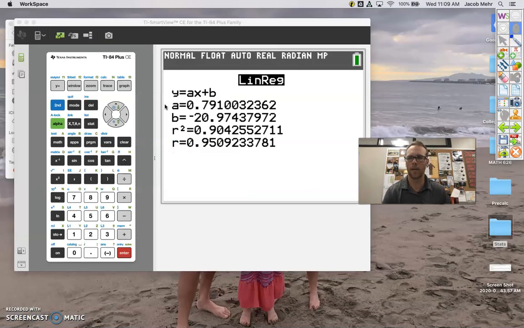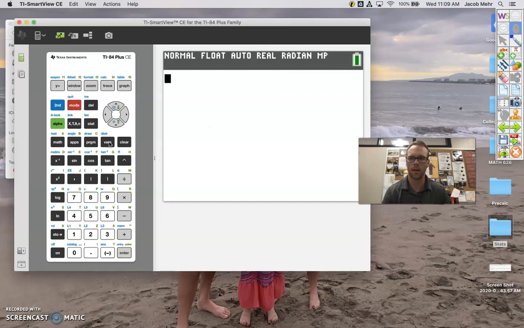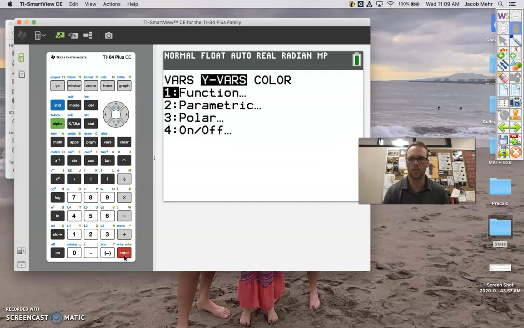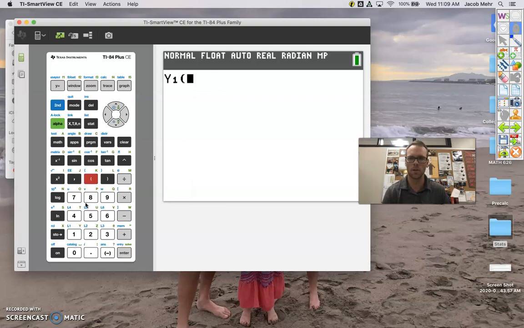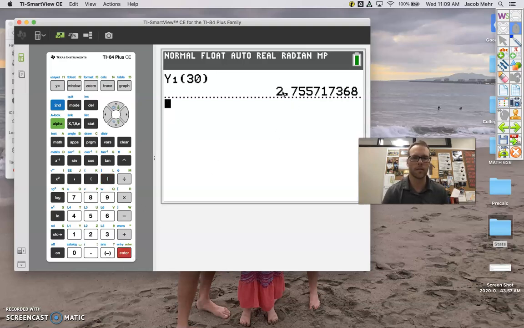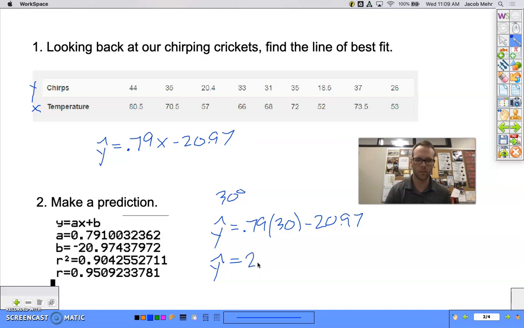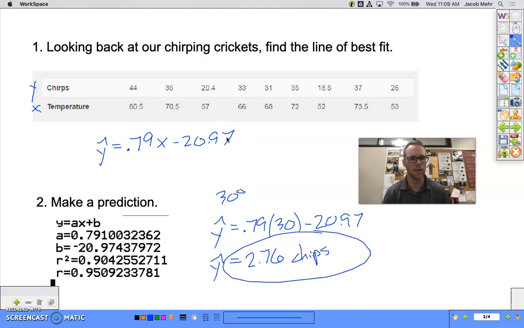I'm actually going to come back here and quit out of this and go vars, yvars, function, choose y1, and I'm just going to put parentheses 30. It's going to say y1 of 30. It's going to substitute that in. And what do I get? 2.76. Okay, and that would be our prediction. That's how many chirps we would predict at a temperature of 30 degrees. What are your thoughts on that prediction?